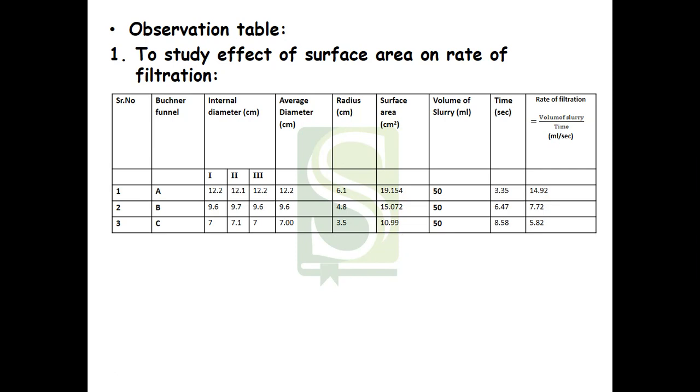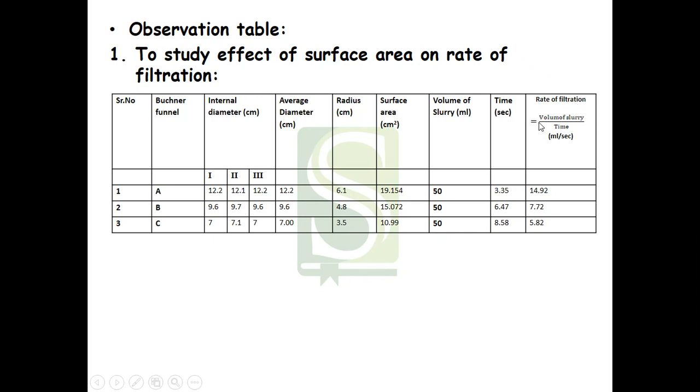Now, in each funnel, the amount of slurry which we had taken was 50 ml. After that we calculated what time was required for the complete process of filtration. So for A, it took almost 3.35, that is 3 minutes and 35 seconds. For funnel B, it took 6.47 minutes, and for C, it took 8.58 minutes. Now we will calculate the rate of filtration.